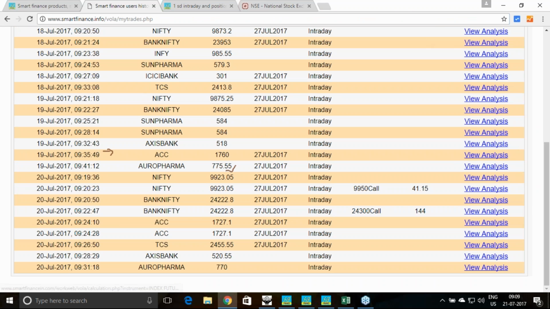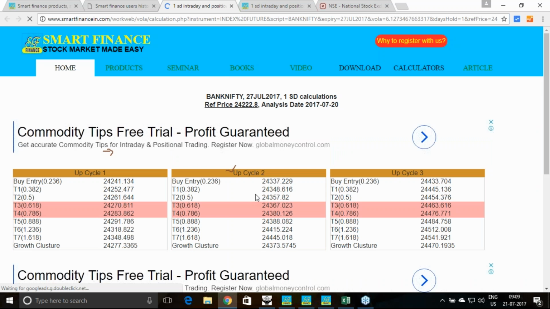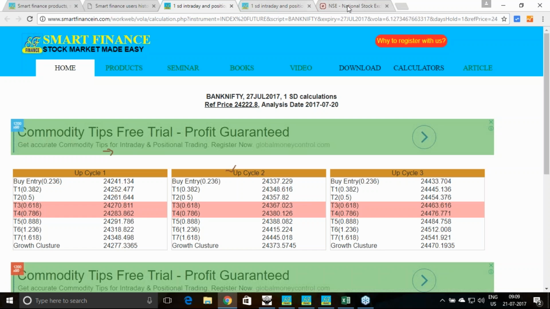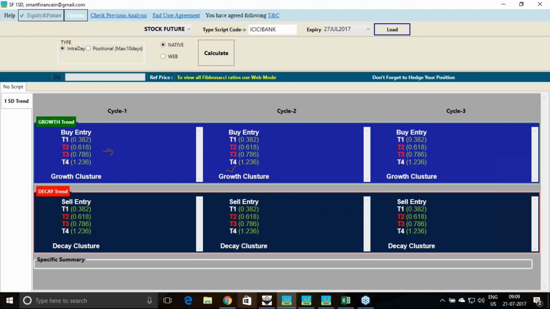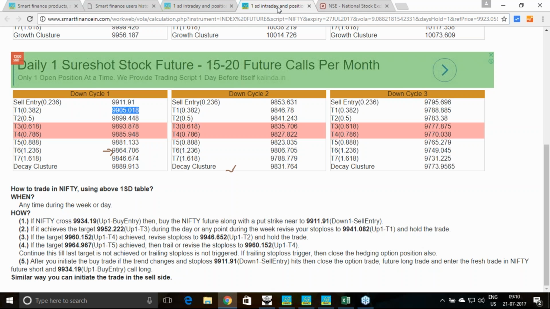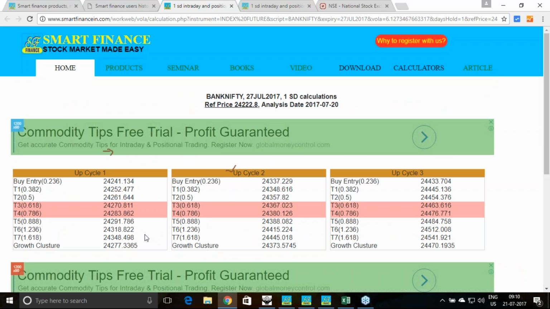For Bank Nifty, we went till 9289, I suppose. So 9289 was the day's high for Bank Nifty. This also we initiated with the put option. 9289 was the high, and we had our calculations. For Bank Nifty, you came till the second target, and just a few points below the third target it reversed.